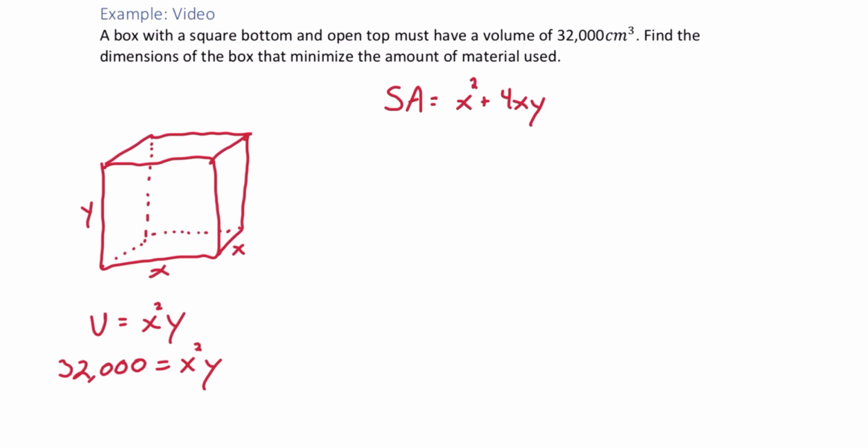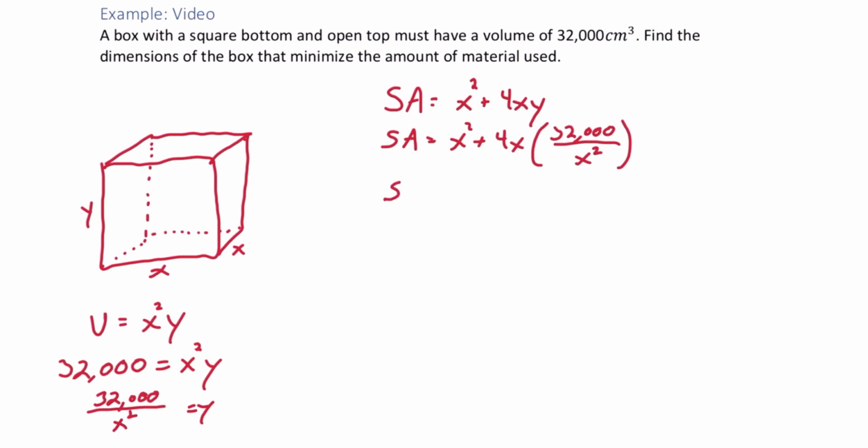In order to do that, we need to write surface area in terms of a single variable. Lucky for us, we have volume. We can use the volume equation and isolate y by dividing by x squared. And now we can plug y into our surface area equation. Surface area is x squared plus 4 times x, and we will replace y with 32,000 over x squared.